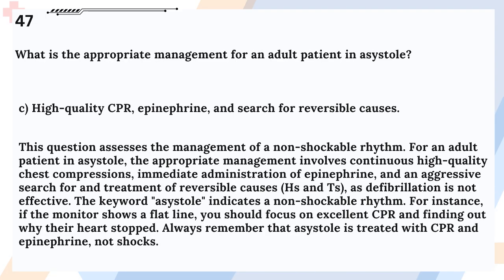Answer: C. High-quality CPR, epinephrine, and search for reversible causes. This question assesses the management of a non-shockable rhythm. For an adult patient in asystole, the appropriate management involves continuous high-quality chest compressions, immediate administration of epinephrine, and an aggressive search for and treatment of reversible causes, Hs and Ts, as defibrillation is not effective.